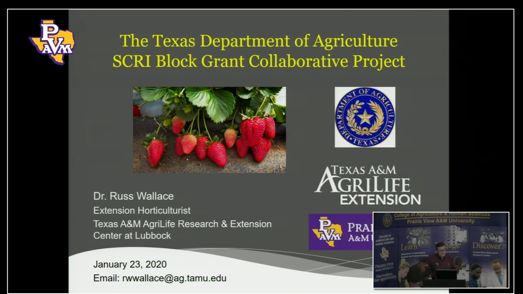All right. So we're going to talk about our Texas Department of Agriculture project, which is an SCRI block grant collaborative project with Prairie View A&M and a bunch of growers. I think we've got about 7 or 8 growers on the project as well.